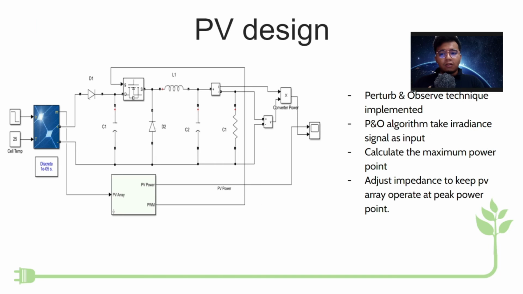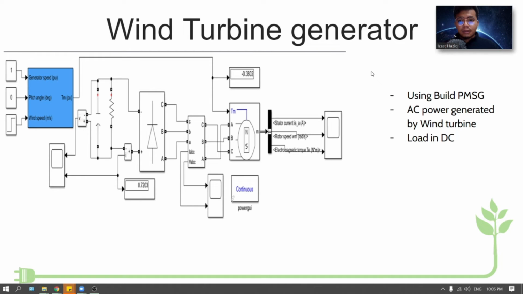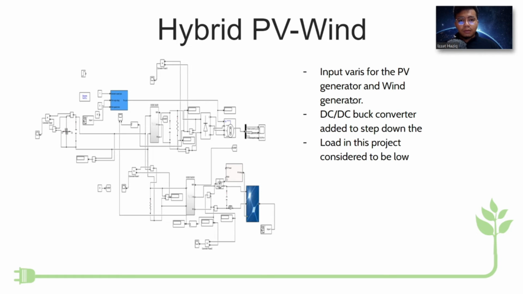This is the design of the PV solar that I created in Matlab. The design used the perturb and observe technique. We can see here it is implemented down there. This is the design of the wind turbine generator. In this design, we use a PMSG, permanent magnet synchronous generator, because the wind turbine produces AC current, and to process it we use PMSG, and then the AC current is converted into DC current because in the design the load is considered to be DC. This is the hybrid PV wind design.